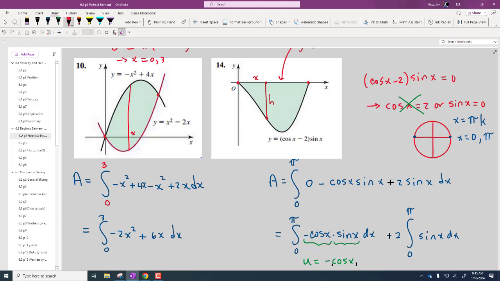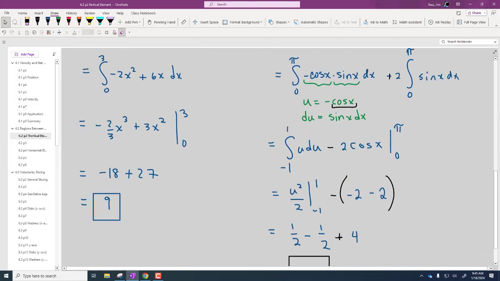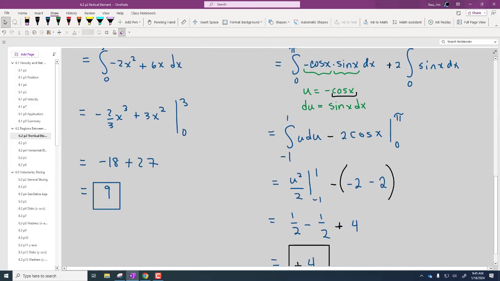Where'd you get u squared over 2? So the power rule says that you add 1 to the exponent and divide by the new exponent. So if we're integrating any polynomial, add and divide. Gotcha. So the power on that is 1, we add 1, we get a 2, divide by the new exponent.